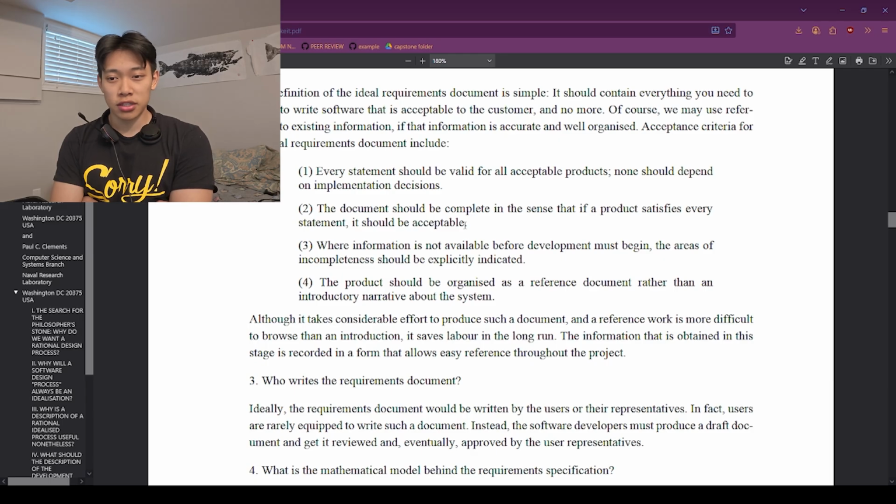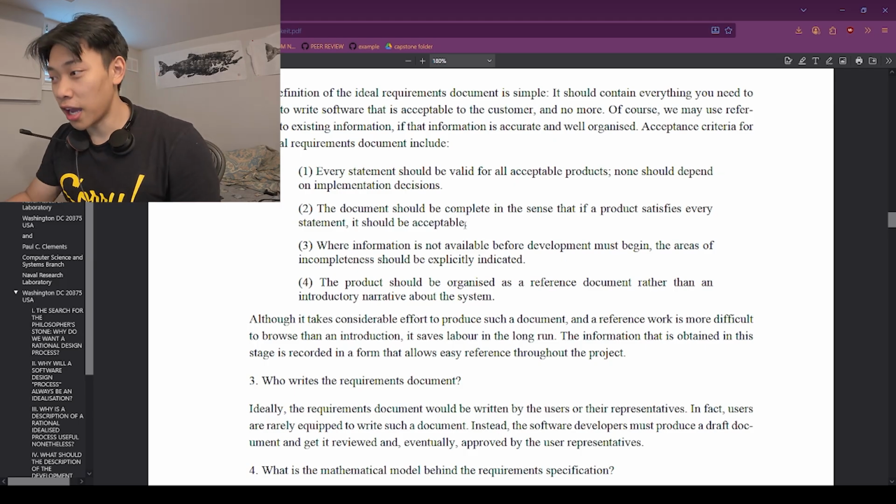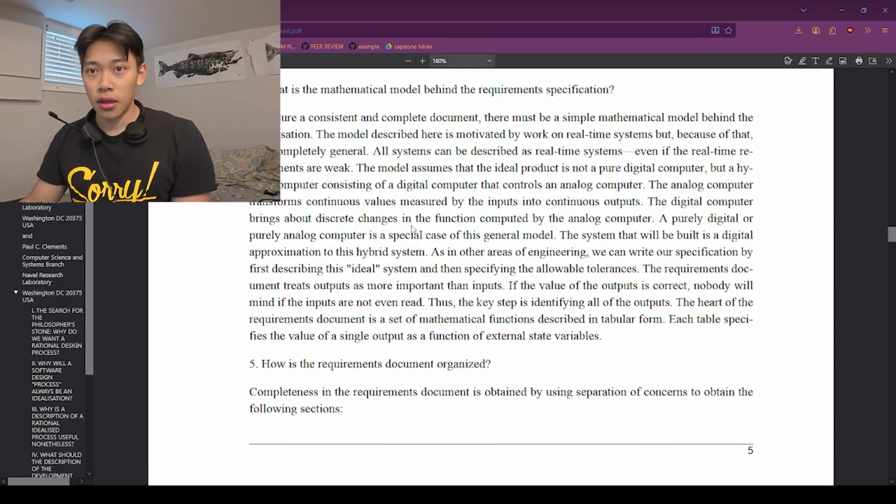3. Who writes the requirements document? Ideally, the requirements document would be written by users or their representatives. In fact, users are rarely equipped to write such a document. Instead, the software developers must produce a draft document and get it reviewed and, eventually, approved by the user representatives.